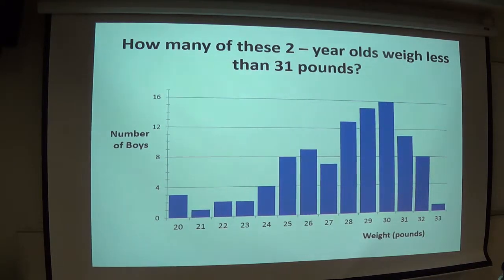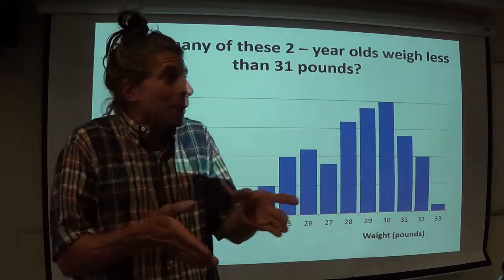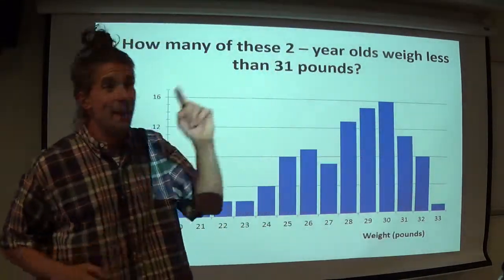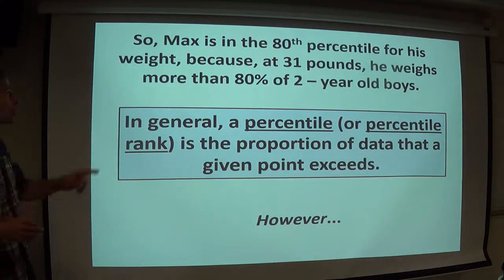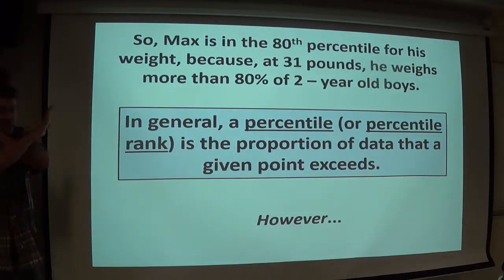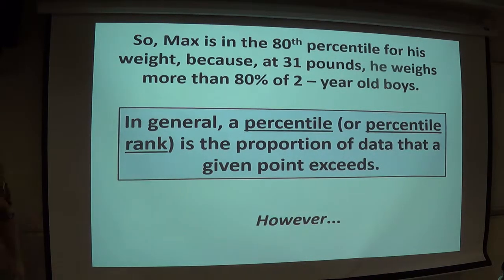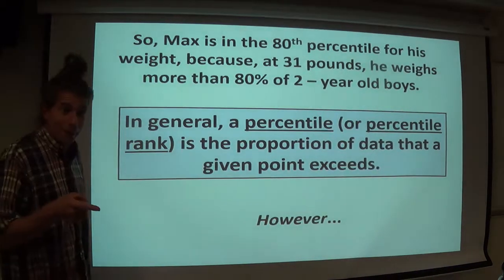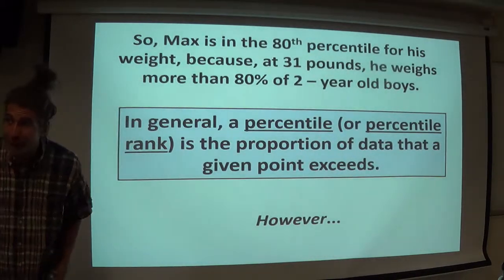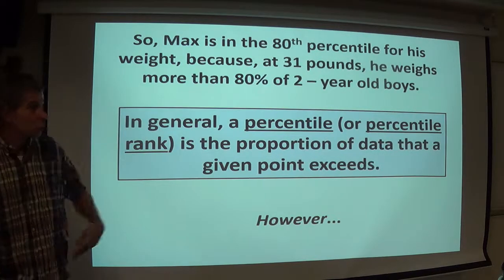So what percent of the sample is less than 31 pounds? 80% of the sample. You now know what Max's weight was. Now, this would have to also assume that we've got a definition that we can agree on. Here's the definition that pediatricians use. A percentile, or also sometimes called percentile rank, is simply the percentage of a data set that you exceed. So when they say Max is in the 80th percentile for weight, that means he's heavier than 80% of kids his age.